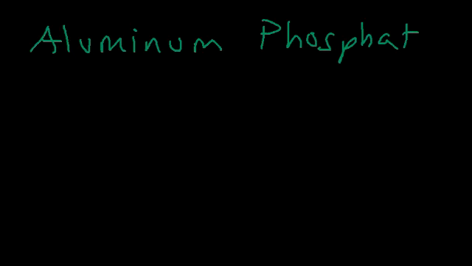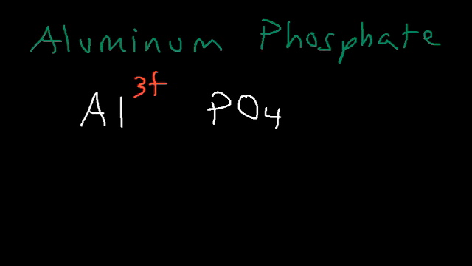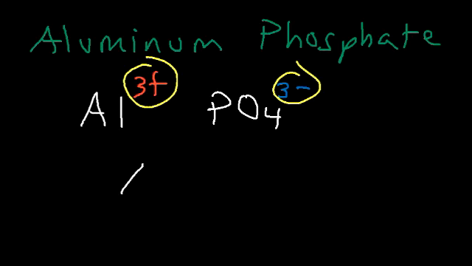Well, aluminum has a +3 charge, and for phosphate, we know that the charge is 3-. And so since the charges are the same, we can simply write them together. So it's going to be AlPO4.